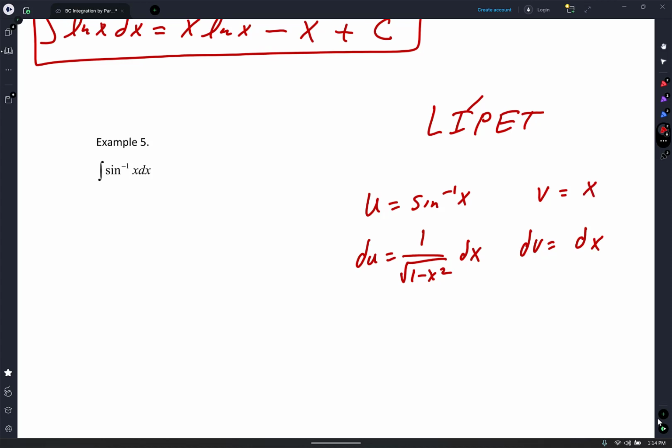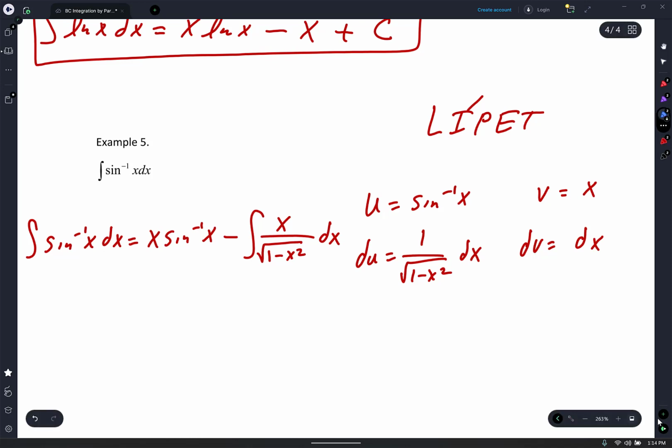All right, here we go. Integral of arc sine of x dx equals uv. So x arc sine of x minus integral v du, integral x over square root of 1 minus x squared dx. And I'm going to slow down.